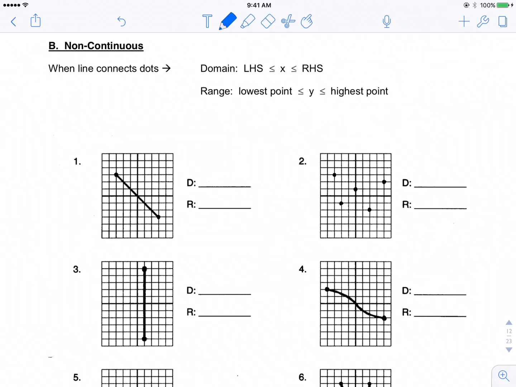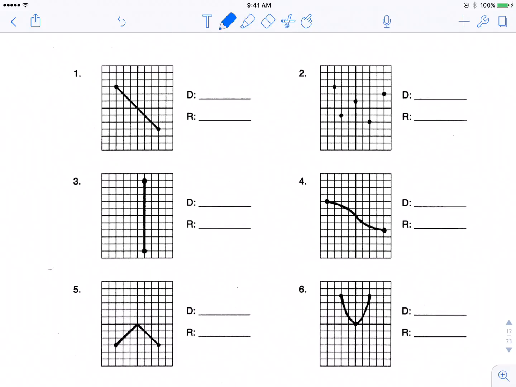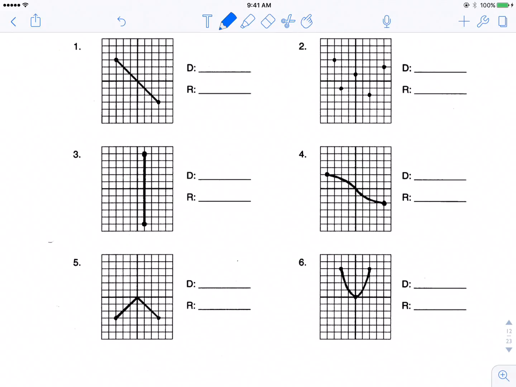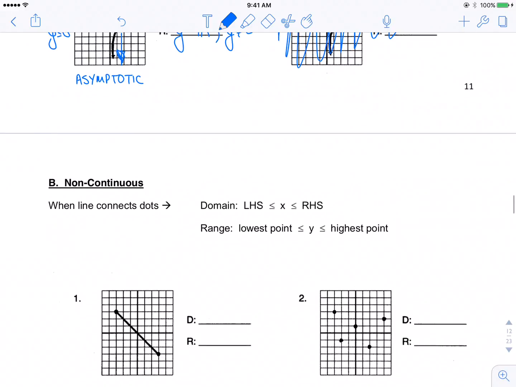Now, non-continuous graphs, when determining domain and range, I find a little bit easier because you can follow the same standard. So non-continuous graphs, like examples 1, 3, 4, 5, and 6, where those lines don't go on forever, they have definite endpoints. I find them a little bit easier to do. Number 2, I might skip and come back to it in a second, but I'm going to do examples 1 through 6 straight away because they all follow the same pattern.